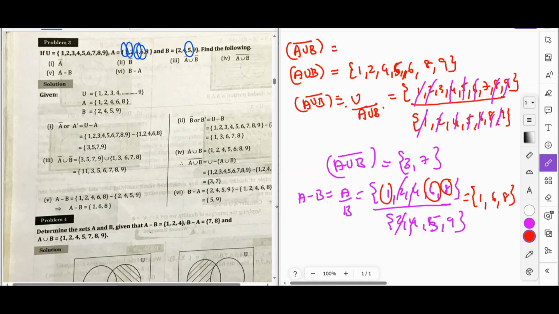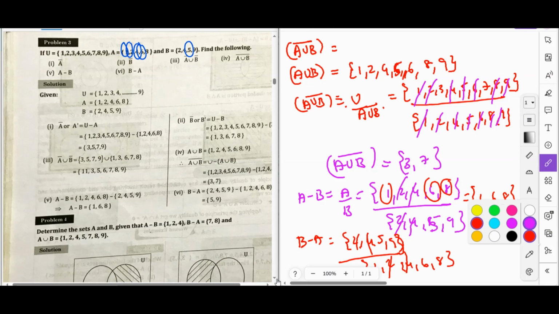So yeah, next one is B minus A. Your B is 2, 4, 5, 9 divided by A. A is 1, 2, 4, 6, 8. So 2 and 2 will get cancelled, 4 and 4 will get cancelled. 6 we don't have. So what is remaining in the numerator? It is 5 and 9. So 5, 9 will be the answer for B minus A. So yeah, moving on with the next one.